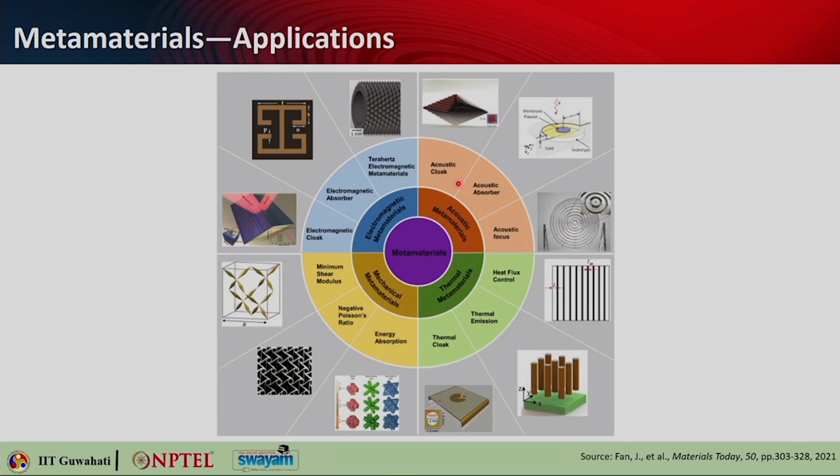In acoustic metamaterials, we can think of an acoustic cloak, which means you can make a region where sound waves will not enter. You can make an absorber, and you can also make sound waves focus at a particular place, that is, acoustic focus. Similarly, in the thermal field, you can have a thermal cloak, thermal emission, and heat flux control. In mechanical, you can have minimum shear modulus, then you can have negative Poisson ratio materials and different energy applications.